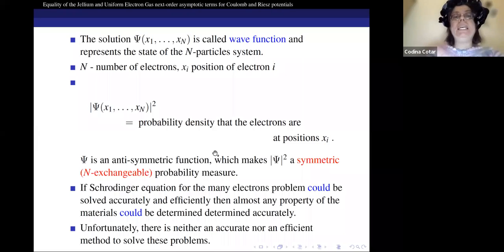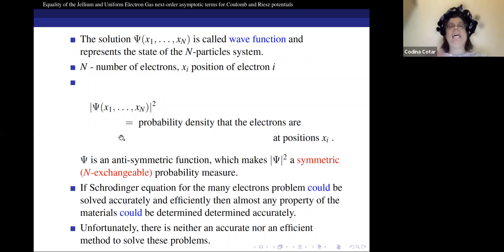Now, one nice property that psi has is that it's an antisymmetric function. So if I swap the positions xi and xj, then psi becomes minus the psi for the swapped two positions. Because it's antisymmetric, this makes the density a symmetric probability measure. And in probabilistic terms, it's called exchangeable, and it leads to some cool properties like extendability and the de Finetti theorem, and these are lots of nice cool properties that help us.